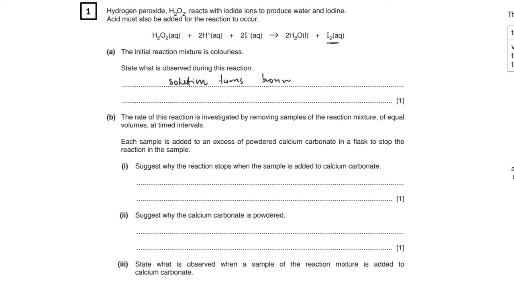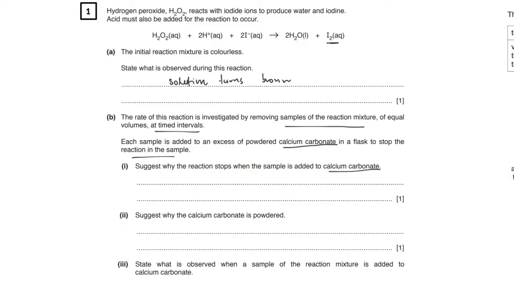by removing samples of the reaction mixture of equal volumes at timed intervals. So basically, samples are being removed after every, let's say, 100 seconds. The sample is being removed, and in each sample, calcium carbonate is added in the flask to stop the reaction. Just why does the reaction stop when the sample is added to calcium carbonate?